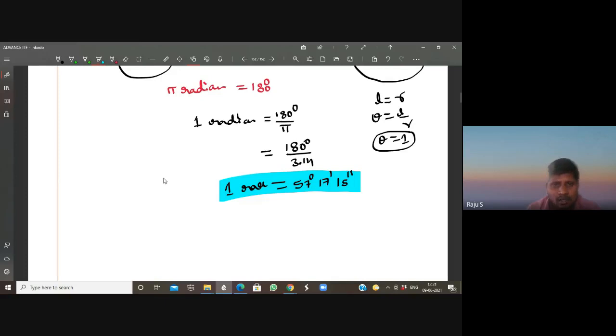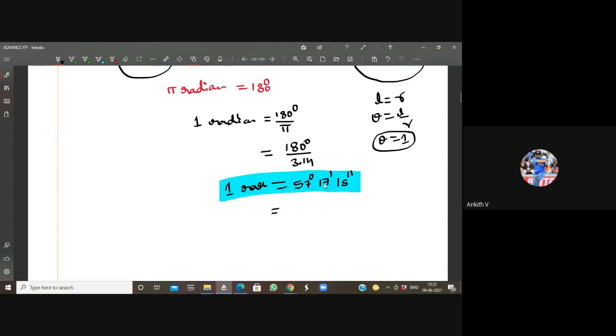Okay, finally, have you got the idea? 1 radian is equal to how many degrees? 57 degrees, 17 minutes, 15 seconds. Once you divide, is it right or not? All of you divide and tell me 180 by 3.14 with the help of a calculator or mobile. Is it equal to 57, 17 or 56? Okay, right, 57. 57.3248 like that, sir.